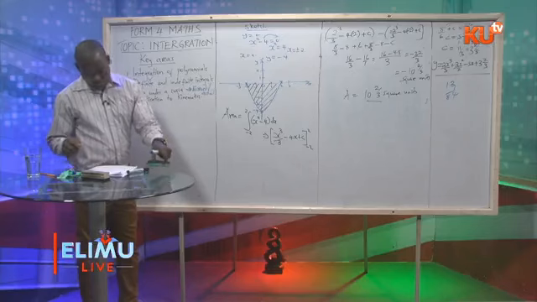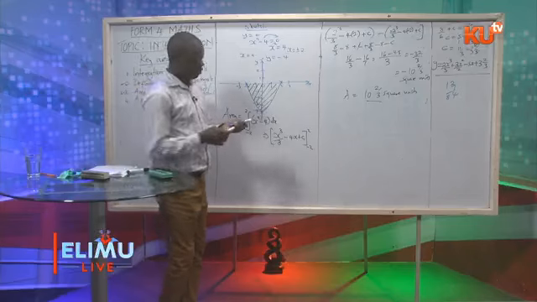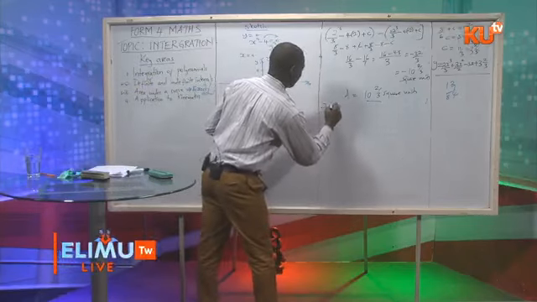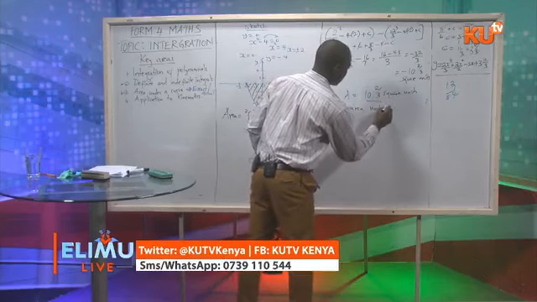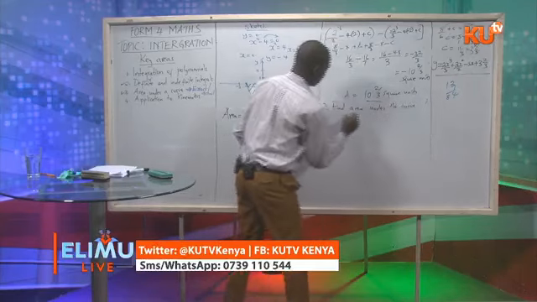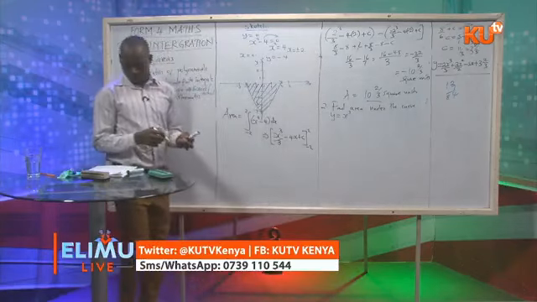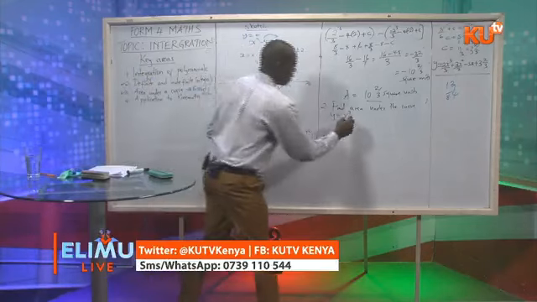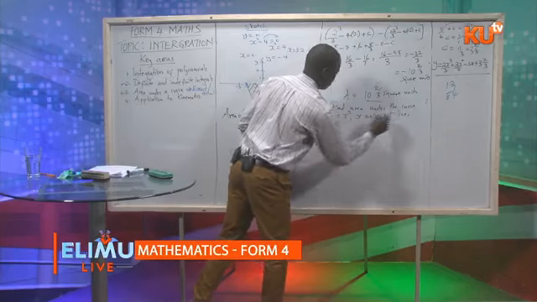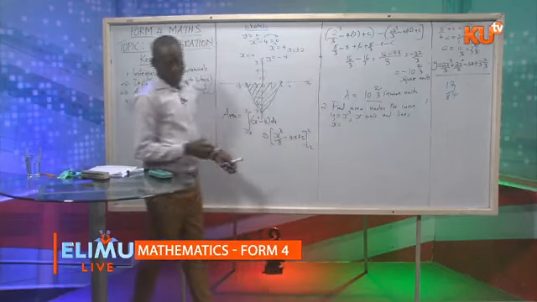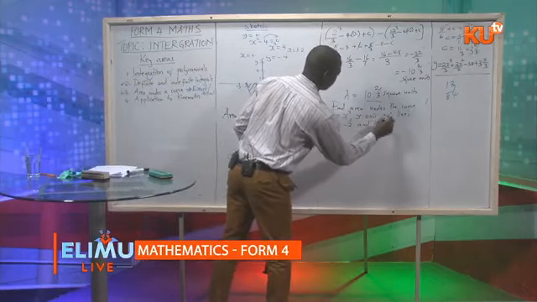Now, we can also have another case. Let's look at this one as our question 2. We find the area under the curve y is equal to x cubed, the x-axis, and the lines x is equal to minus 2, and x is equal to positive 2.